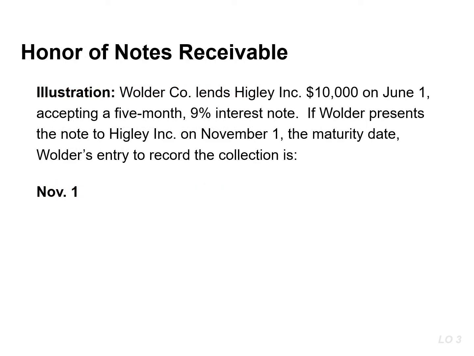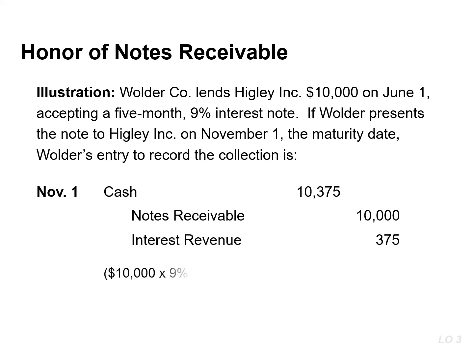To illustrate, assume that Wolder Company lends Higley $10,000 on June 1st, accepting a 5-month 9% interest note. The amount due at maturity is $10,375, which represents the principal or face value of $10,000 plus interest of $375. The entry to record collection would result in a debit to cash for $10,375, a credit to notes receivable for $10,000, and a credit to interest revenue for $375.